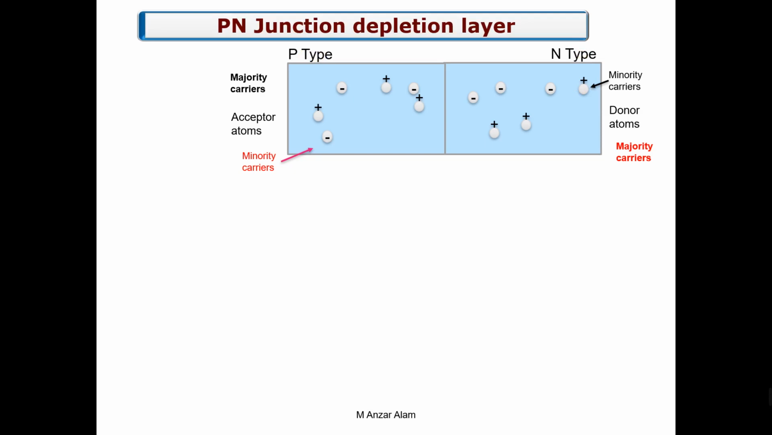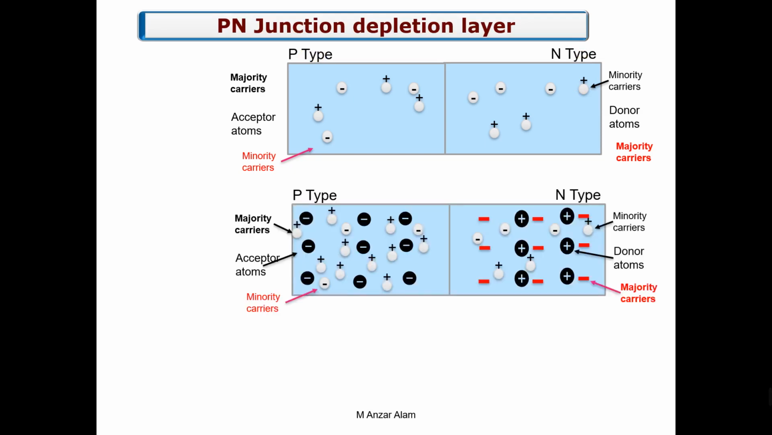Okay, let's move to the p-n junction depletion layer. This is the figure which I split in the previous 2 slides, and now I combine this picture. So here, in the p-type material, the majority carrier is holes, and the minority carrier is free electrons. In the n-type material, the minority carriers are plus holes, and the majority carriers are free electrons.